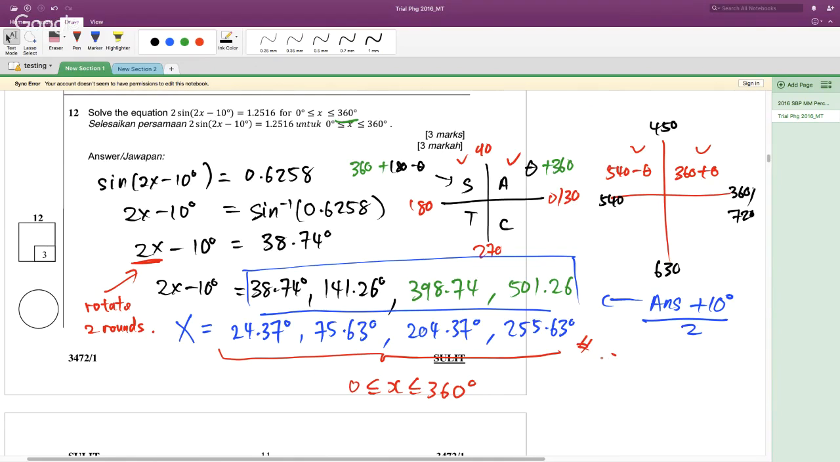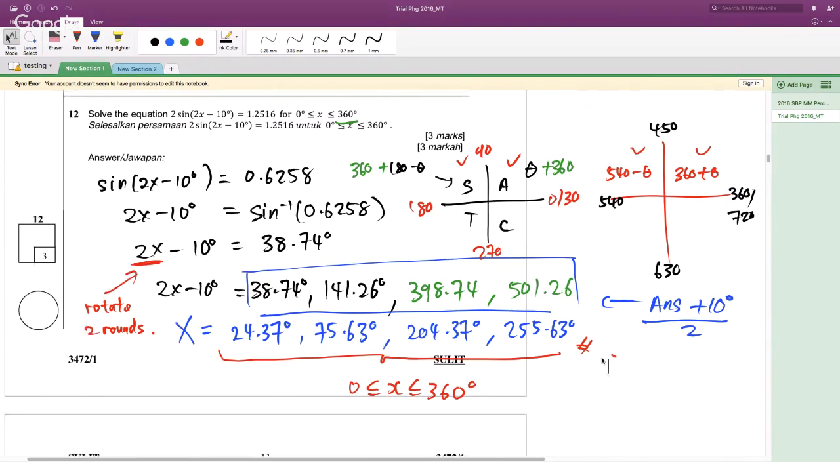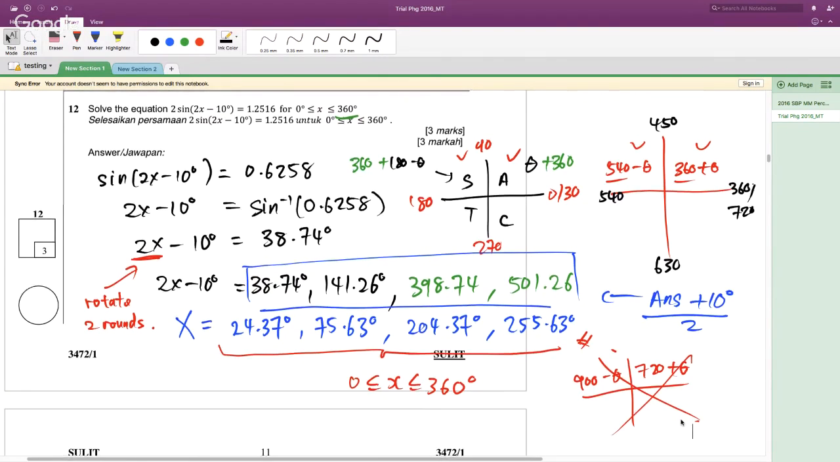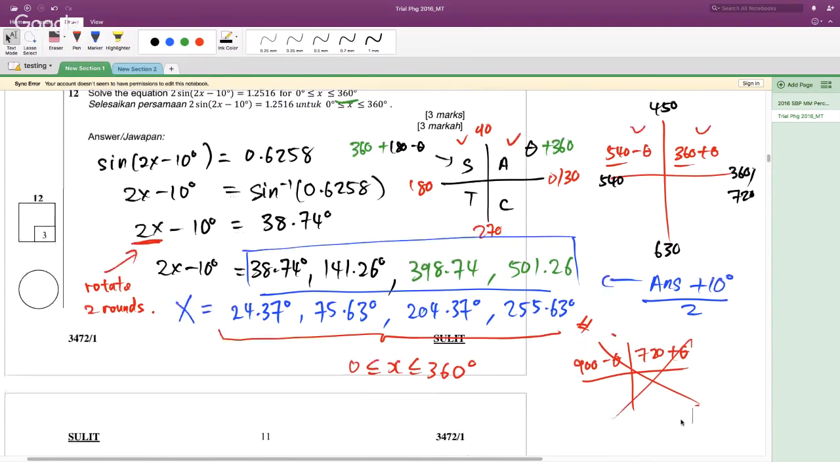If you're not familiar with rotating 2 rounds, whenever you see 2x or 3x in your angle over there, you always need to rotate 2 rounds or 3 rounds. If 3 rounds, you mean you plus another 360 for all the angles here. If the third round, it becomes 720 plus angle, and then this one is just plus 360, then you will get 900 minus angle. This is the third round. But so far in SPM, I guess second round is a maximum already. They won't go until the third round or fourth round. Okay, so let me just move on.